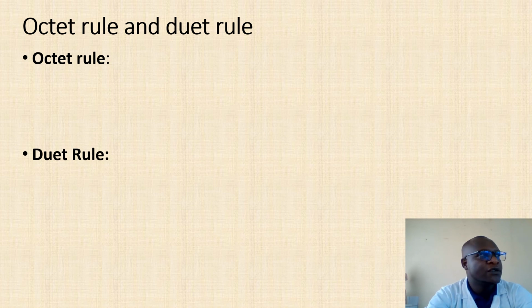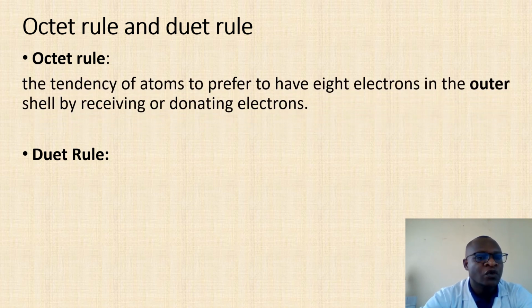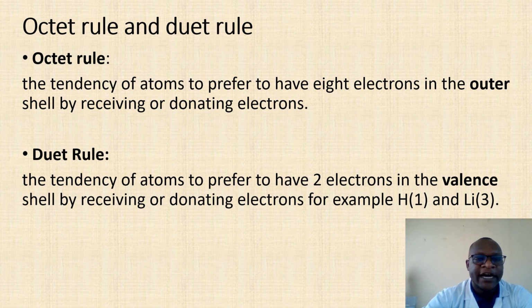We move on to the octet rule and the duet rule. Basically, an octet rule can be explained as the tendency of an atom to prefer to have 8 electrons in the outer shell, that is by receiving or donating electrons. And this is what we call the octet rule. And this can occur in atoms like sodium, chlorine.